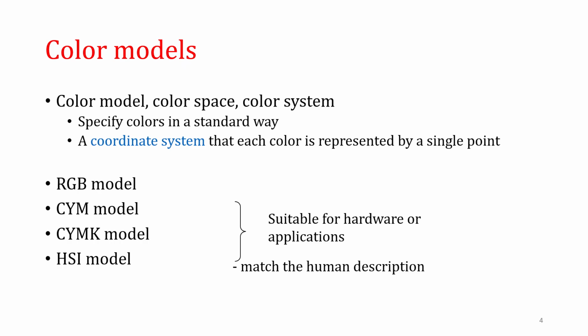RGB is the basic color model: red, green, blue. All the combinations of colors arise from these colors, red, green and blue. CMY and CMYK models are suitable for hardware or applications. The HSI model is used for matching the human description.